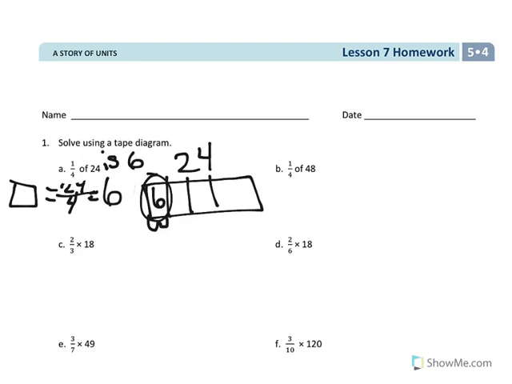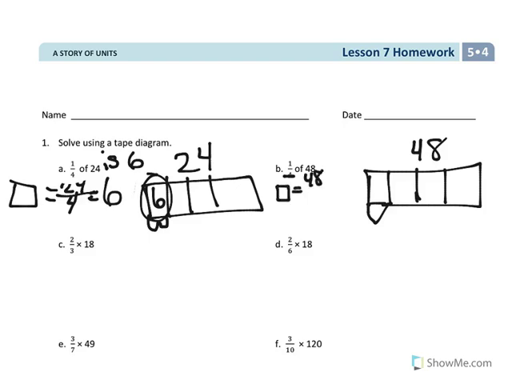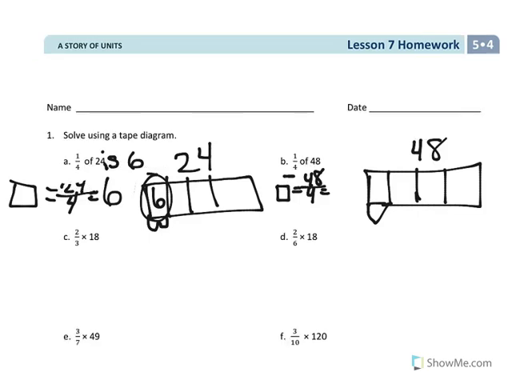Okay. B, 1/4 of 48. So if I have a tape diagram, the whole rectangle would be 48. And I have 4 pieces, so break that up into 4 pieces. And now I need to know what one piece equals. So I would break 48 into 4 pieces, or 1 square would equal 48 divided by 4, which is 12. Oops, sorry about that. So one piece would be 12. So if I have one of the 4 pieces, I would have 12. So 1/4 of 48 is 12.